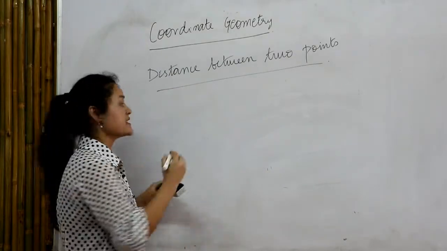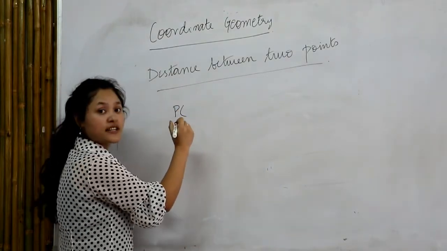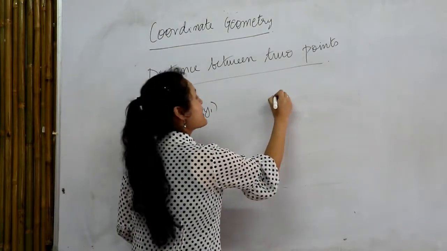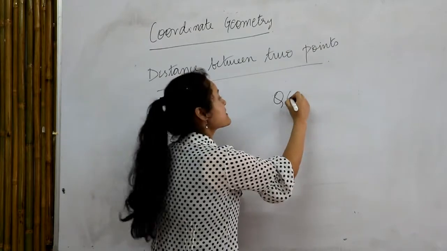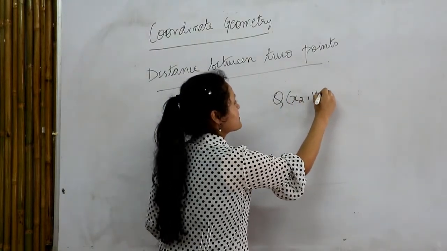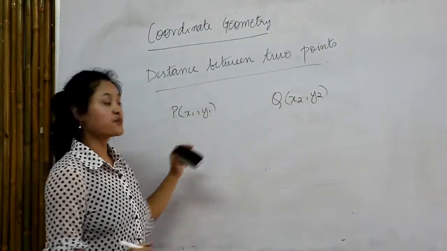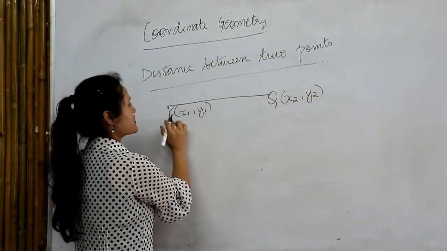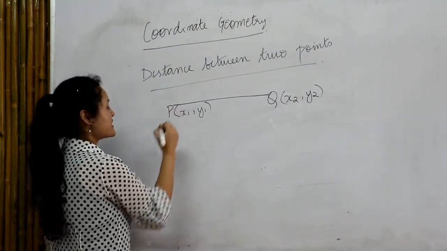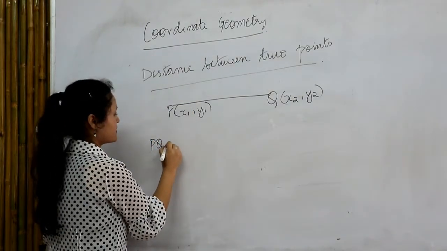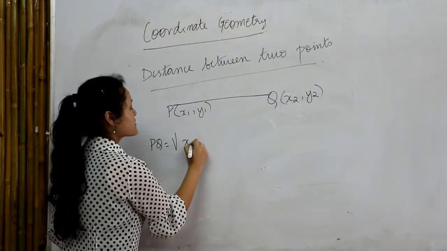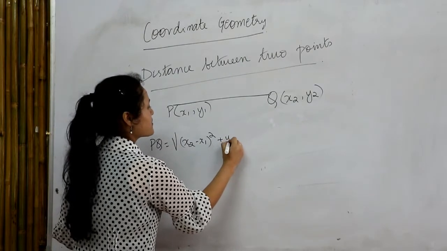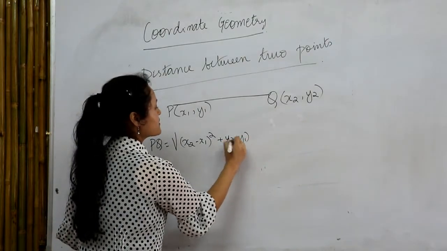Let me consider 2 points, say P having coordinates x1, y1, and another point Q having coordinates x2, y2. The distance of these 2 points is just a straight line between P and Q. And the formula for this distance is given by this: square root of (x2 minus x1) whole square plus (y2 minus y1) whole square.